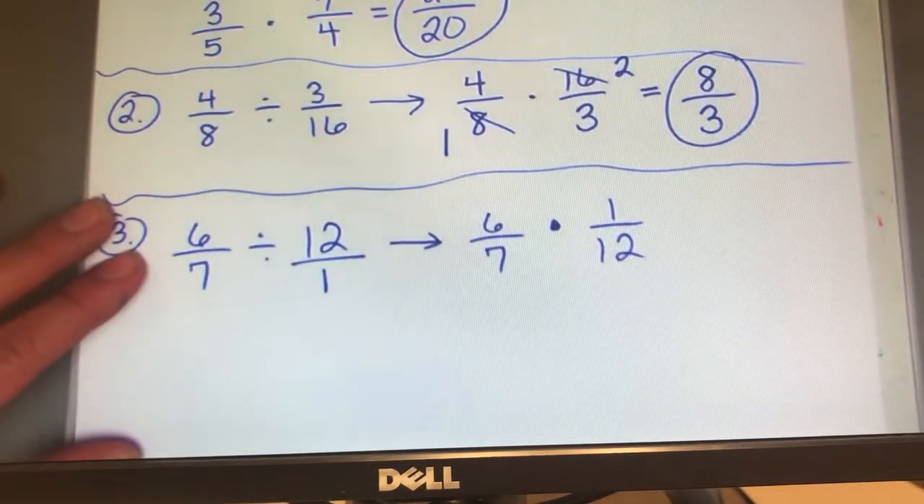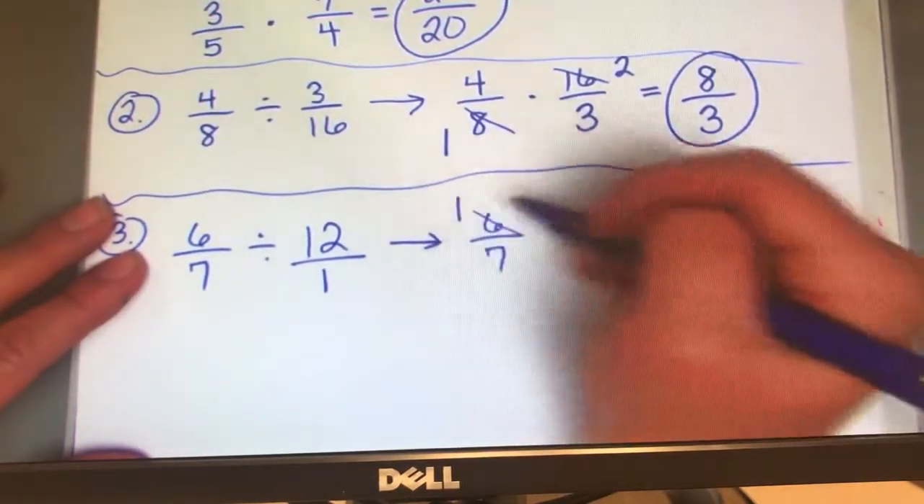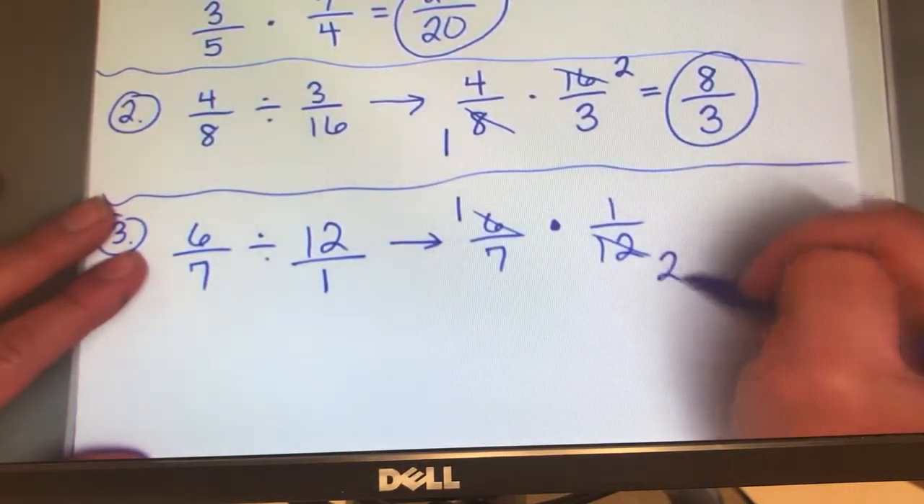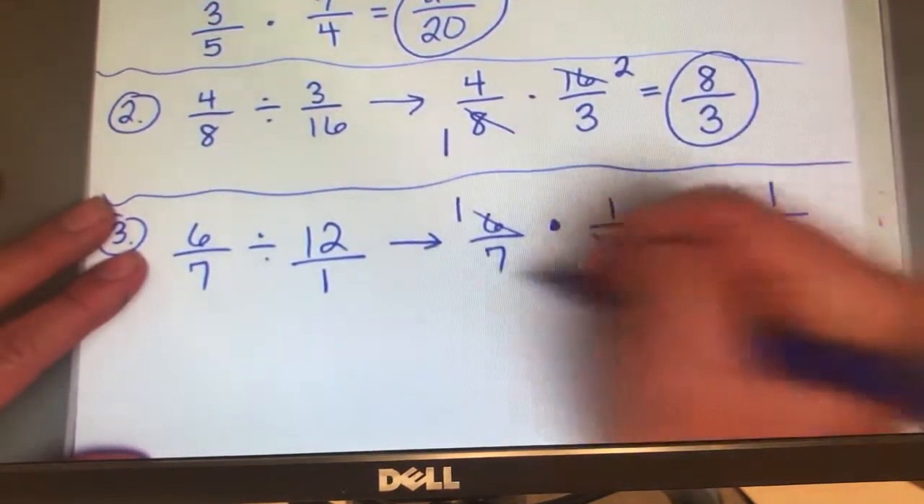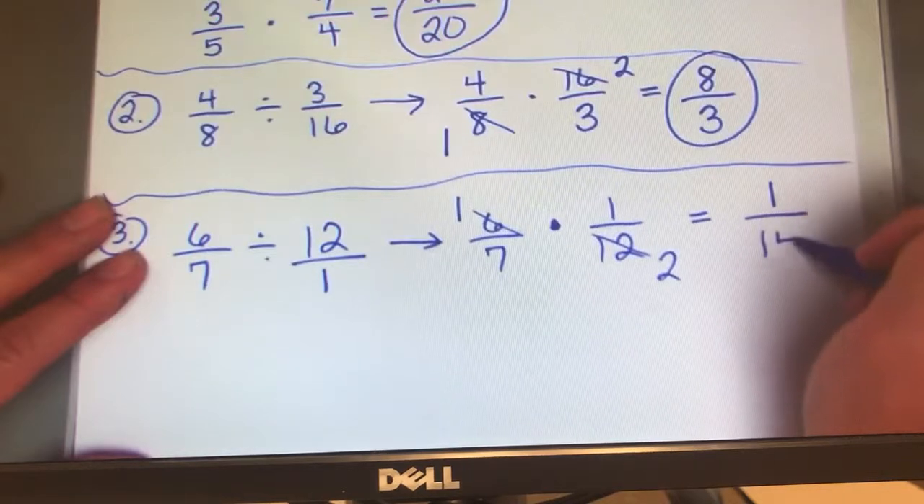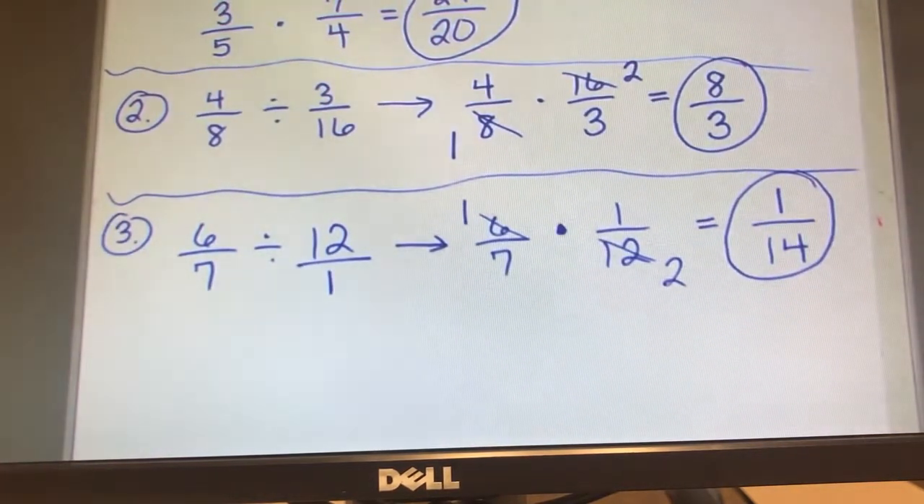Okay, so I could do 6 times 1, 7 times 12, but I prefer to simplify it first. 12 and 6 can both be divided by 6, so that becomes 1. 12 divided by 6 is 2. And then all I have left is 1 times 1 is 1. 7 times 2 is 14. 1/14 is in simplest form.